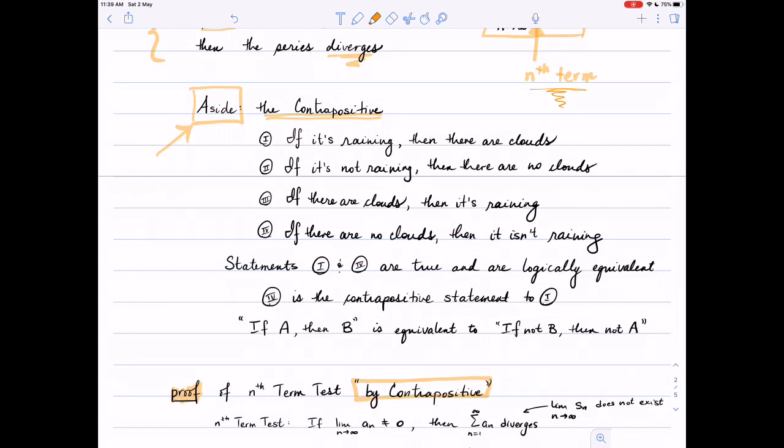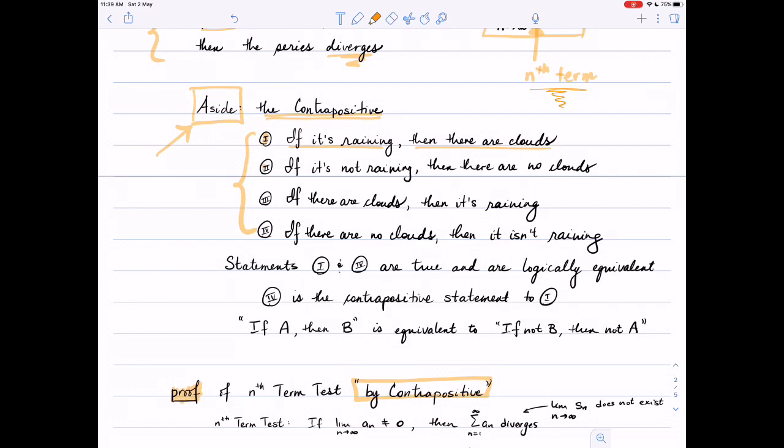So let's just take a quick moment here and make sure that we understand what this notion of contrapositive statement is. So I'm giving you 4 statements here. Let's go through and read them in turn. Statement 1, if it is raining, then there are clouds. So we know that's true, right? If it's raining, the rain has to come from somewhere, and rain comes from clouds.